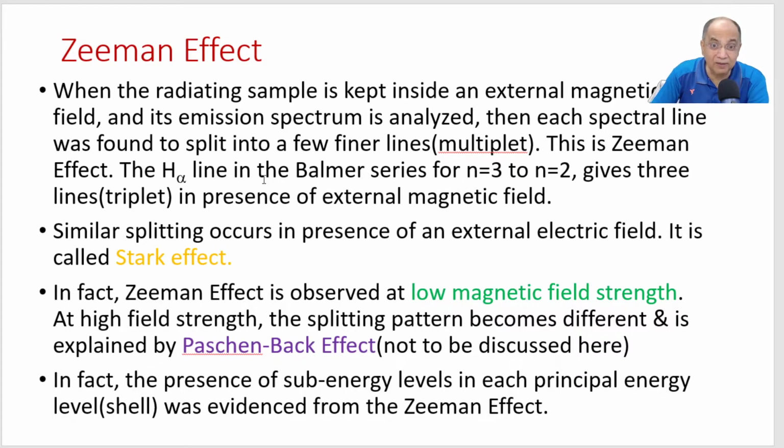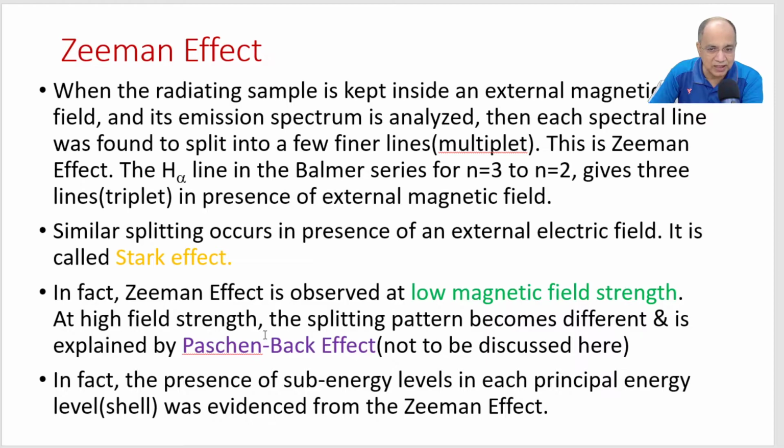The H alpha line, that is the first line of the Balmer series in the orange region, for the transition of electron from 3 to 2 gives 3 lines, which is a triplet in presence of external magnetic field. Don't worry, we will be knowing how these 3 lines are produced. What is the logic, principle behind this? We'll know. Similarly, if electric field is used in place of a magnetic field, we will be getting similar effect, that is called Stark effect.